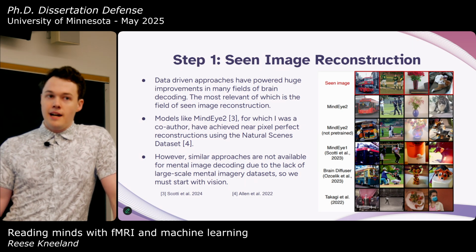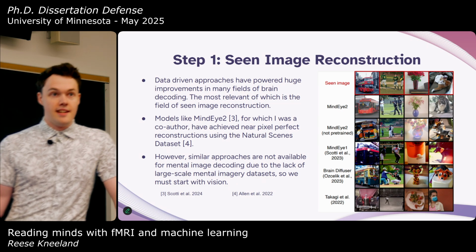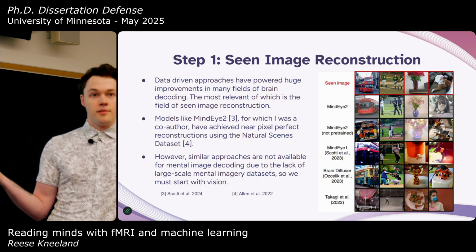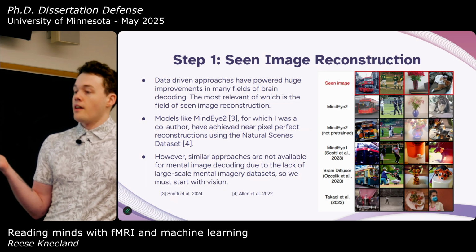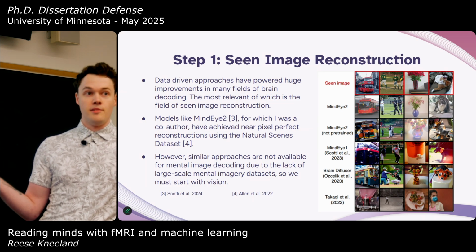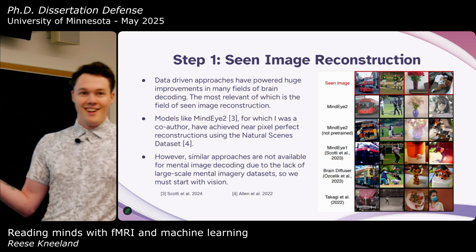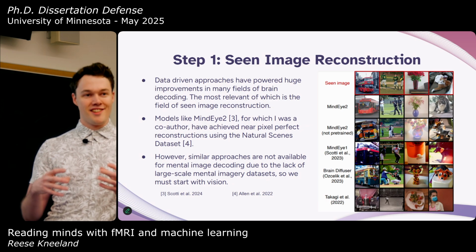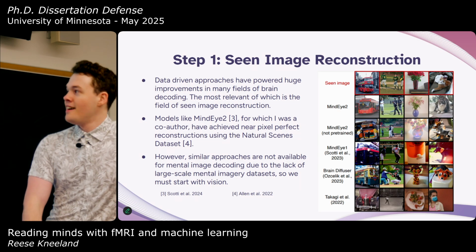This has been a very popular area of research ever since the Natural Scenes Dataset came out a few years ago. Models like MindEye2, a paper I contributed to, are currently producing almost near pixel-perfect reconstructions of scene image accuracy, which is already very impressive, right? I can take nothing but a pattern of brain activity and reconstruct this very rich visual stimulus.